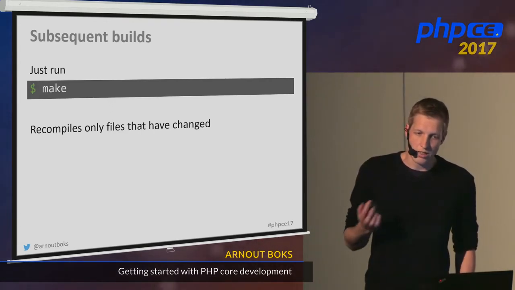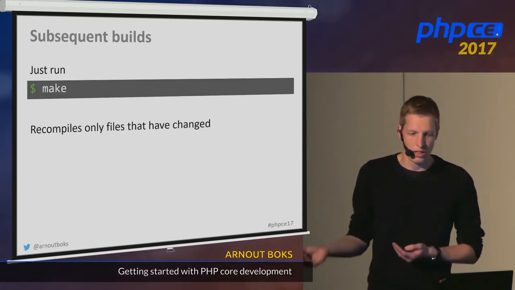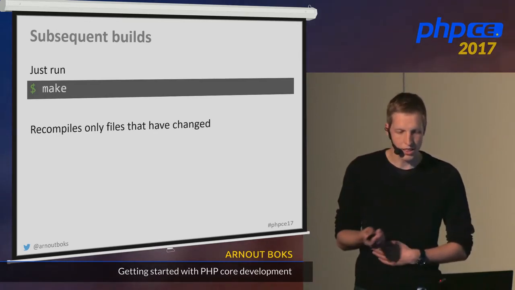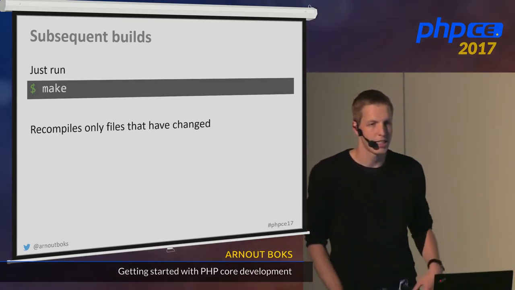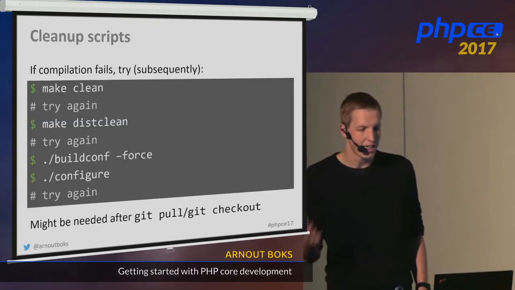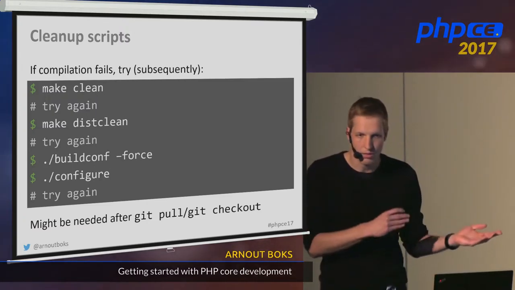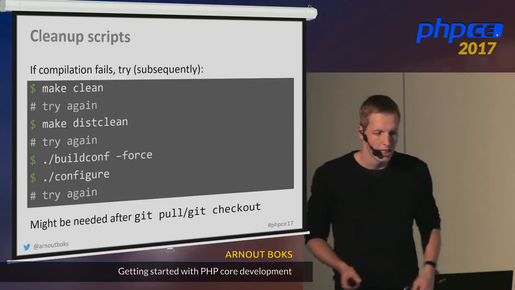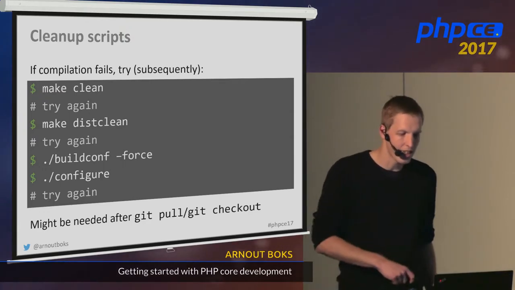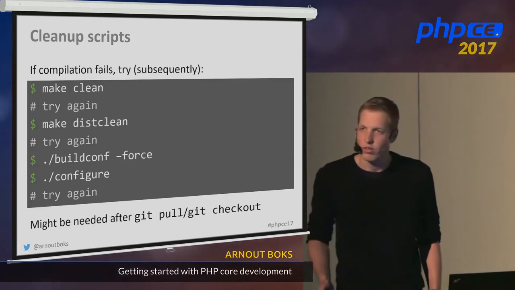Sometimes that doesn't work out exactly, because some templates for the configuration script or something may have changed. So if that doesn't work, there's a whole dance that you can try to make it compile again. You first have to try make clean, and if that doesn't work, you can try make distclean, which deletes and recompiles some more files, and then you can try to run buildconf again with a force flag and then configure again. And well, that's just sometimes needed after a git pull or git checkout.